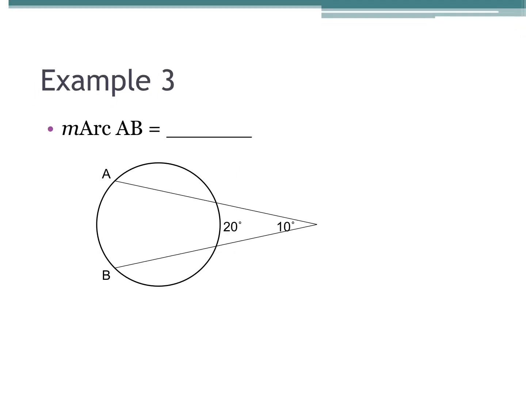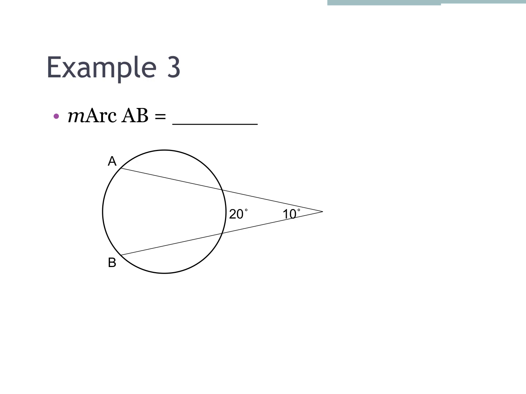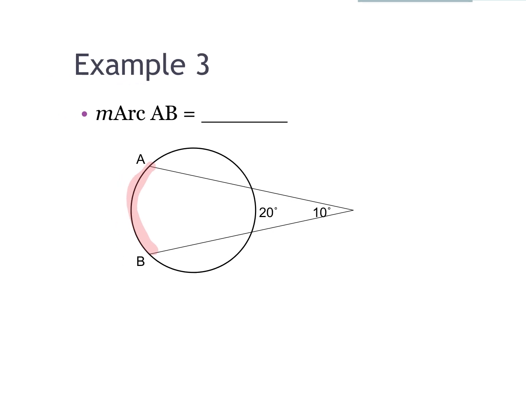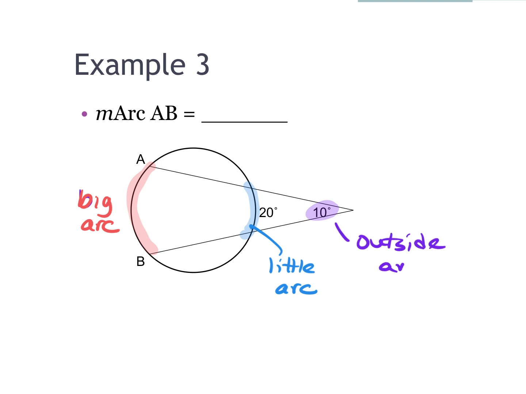Okay, so this one, they want us to find the measurement of arc AB. So arc AB, that's going to be my big arc. So this will be the big arc. My little arc, they gave me, it's right here, it's the 20. So this will be the little arc. And then my outside angle is going to be this angle here, the 10 degrees. So this is my outside angle.